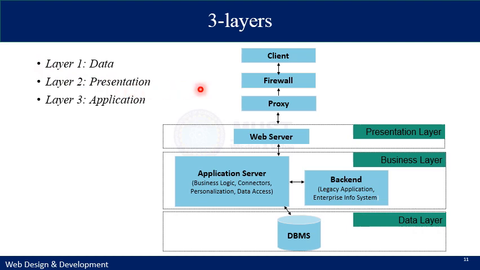Layer 1 deals with the presentation of your web application. It deals with the actual graphical user interface. Layer 2 is the business layer that deals with the application server. It also contains the business logic, connectors, personalization, data access, etc. It can also be integrated with the backend, legacy application, or enterprise information system. The third layer deals with the data of the application, and it usually contains a database management system.